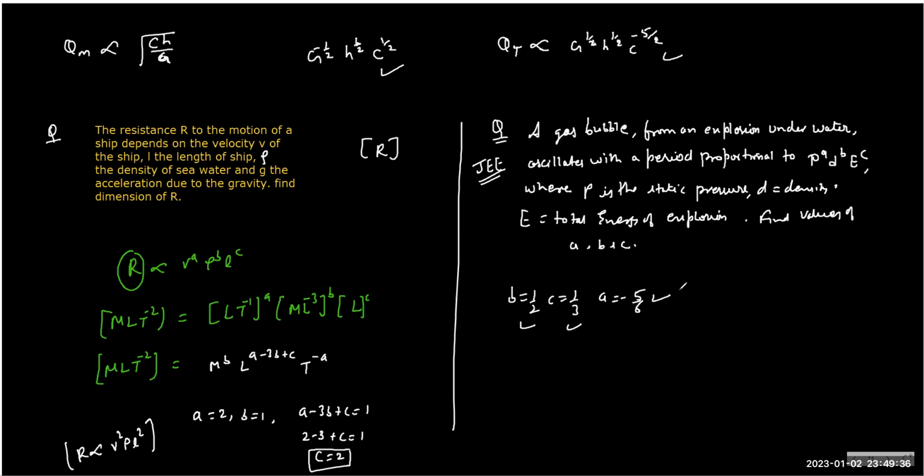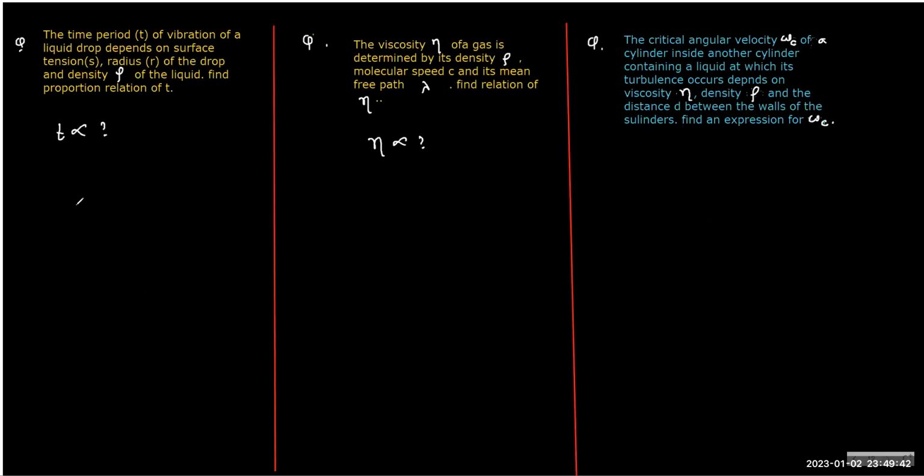Sir, the next page. Yeah. You got the answer for this part? Yes, sir. Okay. This question. What is coming in the T relation? T with... So T is under root rho r cube by S. S is surface tension, right? Yeah. That's the right answer.